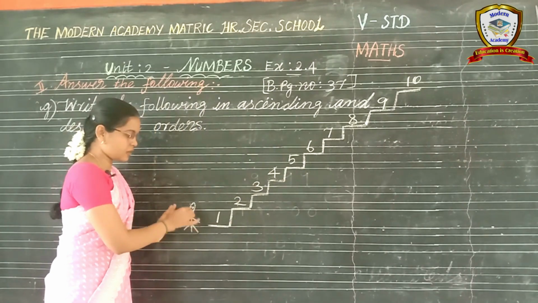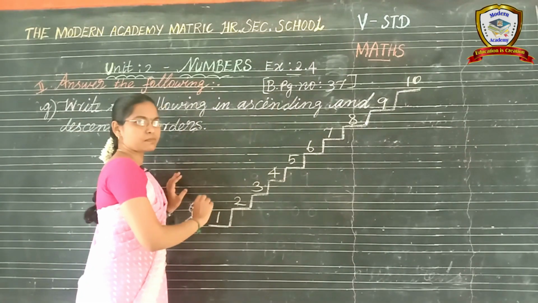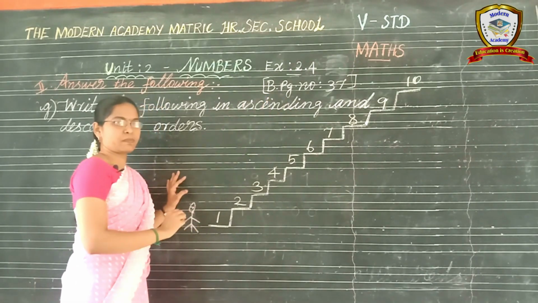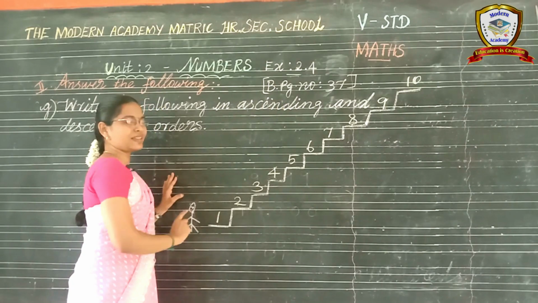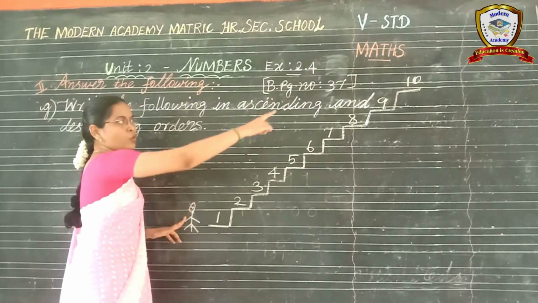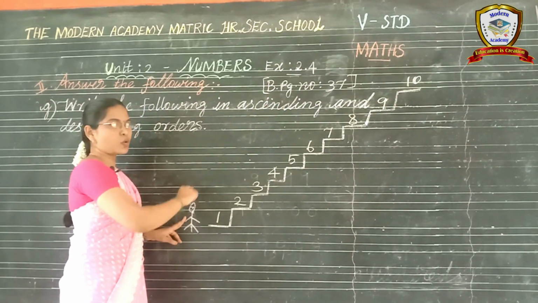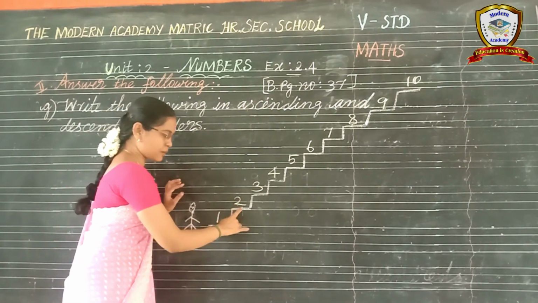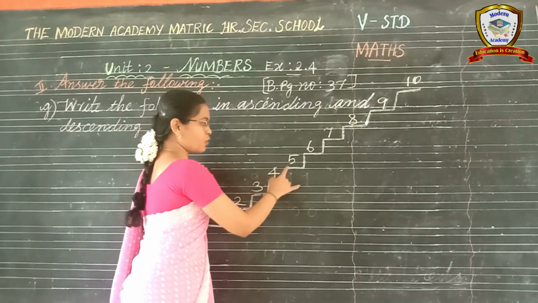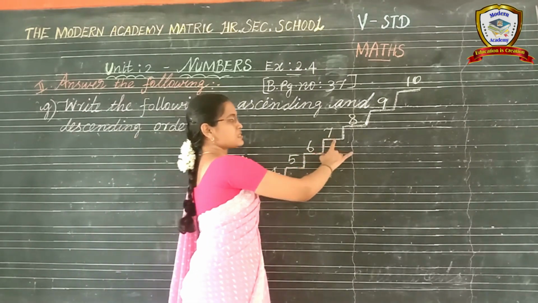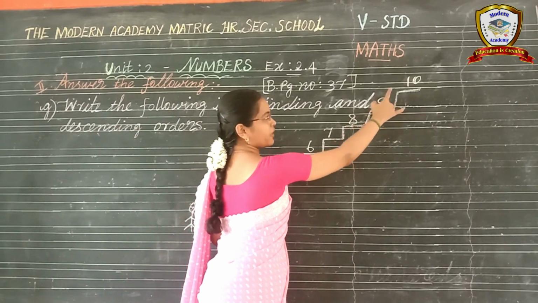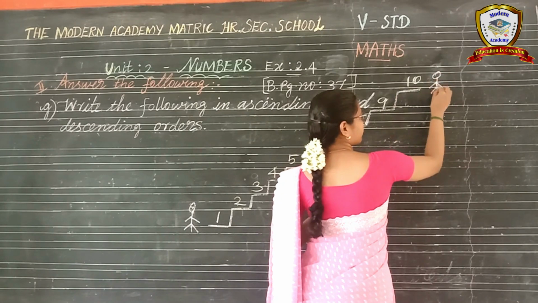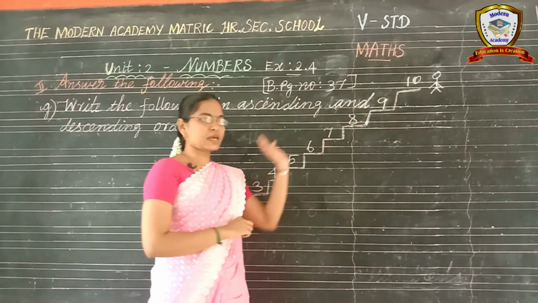You are standing here. You want to reach the 10th step. Among these 10 steps, how do you go to the 10th step? First, you go to step 1, next step 2, step 3, step 4, step 5, step 6, step 7, step 8, step 9. At last, you can reach step 10.